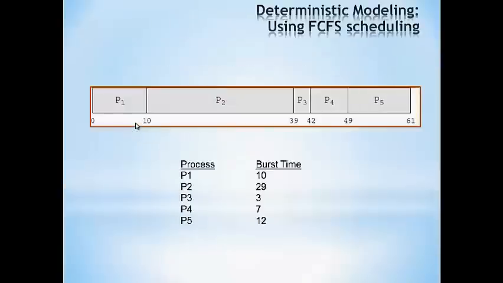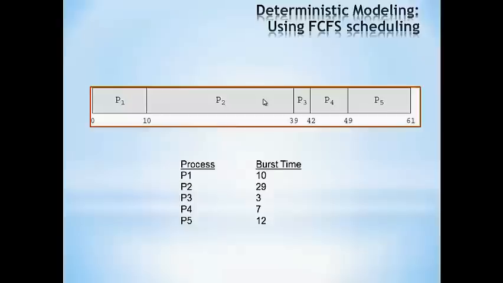So this is the first example, FCFS scheduling for deterministic modeling. In the example, there are 5 processes: P1, P2, P3, P4, P5 with respective burst times of 10, 29, 3, 7, and 10. As we can see in the Gantt chart, processes are scheduled on a first come first served basis.